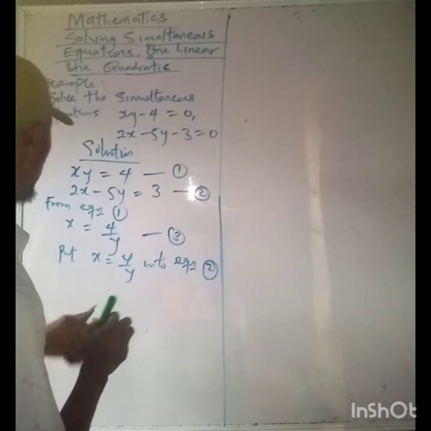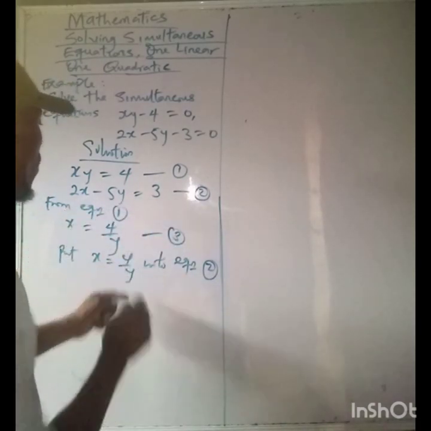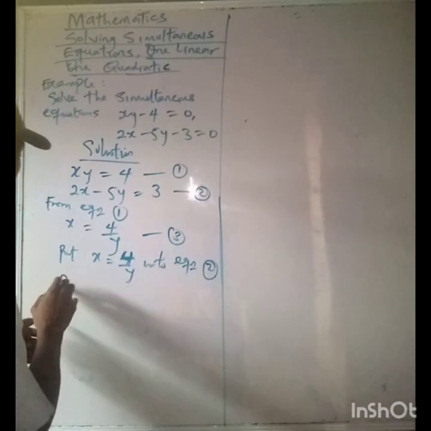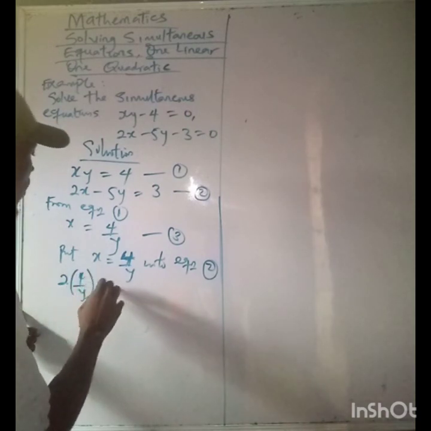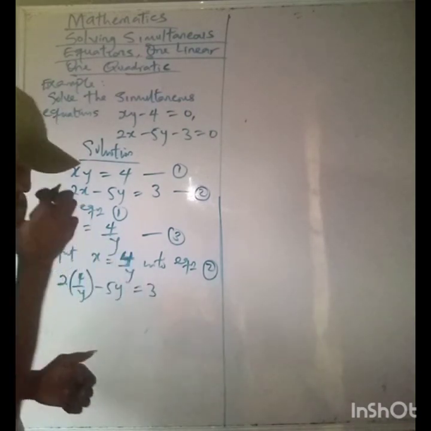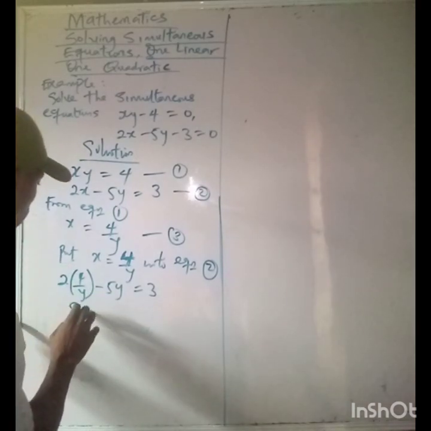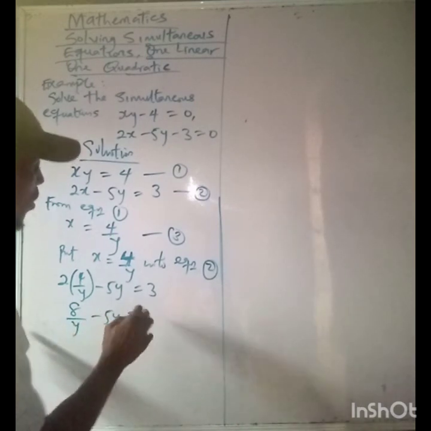So equation 2 says 2x minus 5y equals 3. It means whenever we have x, we should put 4 over y. Then we have 2 into 4 over y minus 5y equals 3. Then we simplify this out. 2 times 4, that's 8 over y minus 5y equals 3.